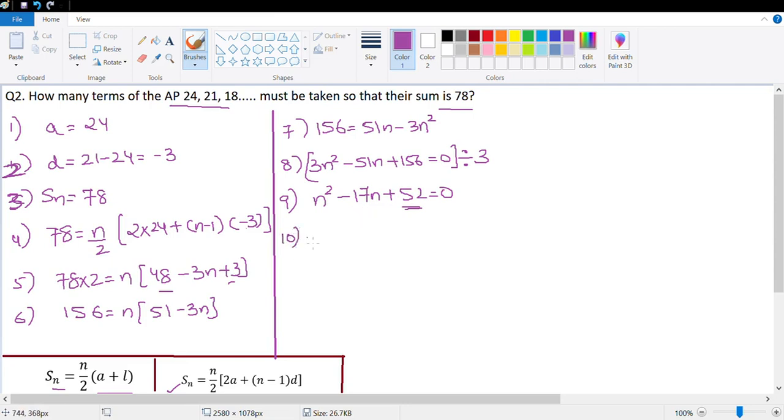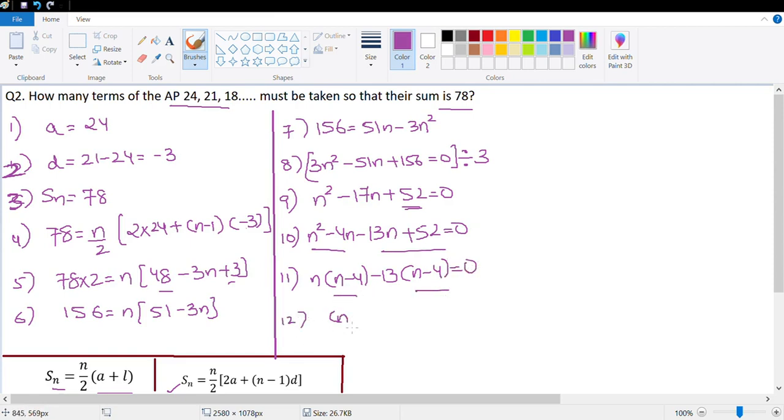So that will be 4 and 13. In this case, -4 and -13. So I split -17n as -4n - 13n, and let's see how I can factorize this. So this is n times (n - 4) - 13 times (n - 4) = 0. Grouping it the way I have underlined, (n - 4)(n - 13) = 0. This gives me n = 4 or n = 13.